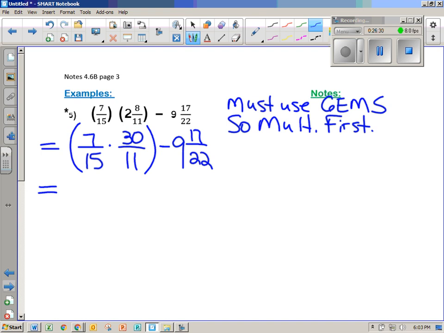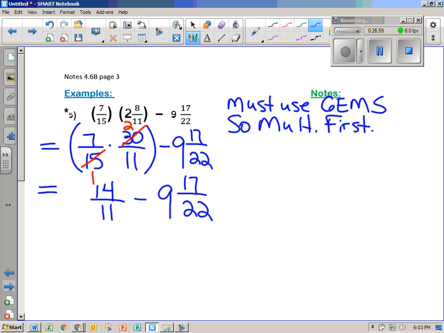So I take a look at this. I can simplify. If you're a slasher, I'll just do it that way here. 15 goes into itself once. 15 goes into 30 twice. So if I multiply across right now, I've got 14/11. So I've got 14/11 minus 9 and 17/22.